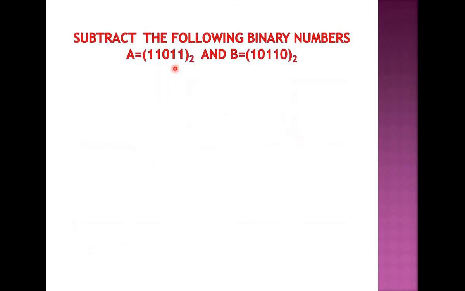Now we take one example. Subtract the following binary numbers. A is equal to 11011 to the base 2 and B is equal to 10110 to the base 2. For that purpose we take A is equal to 11011, B is equal to 10110, and we put the borrow below B.